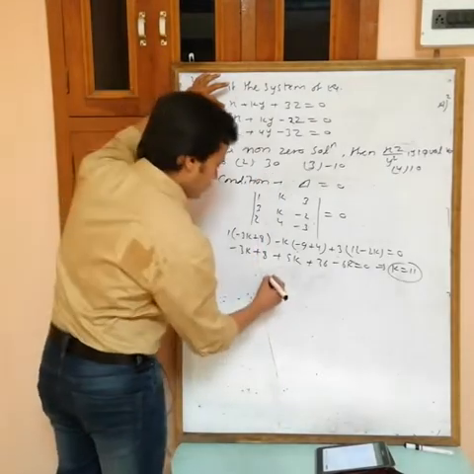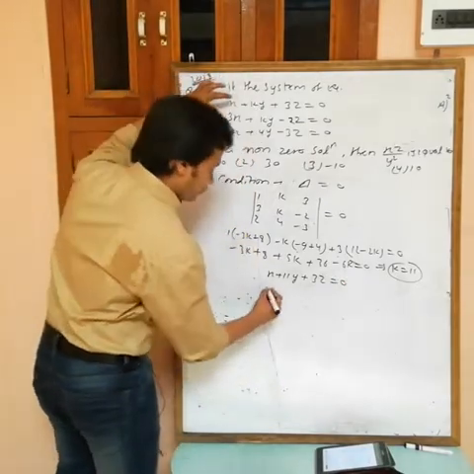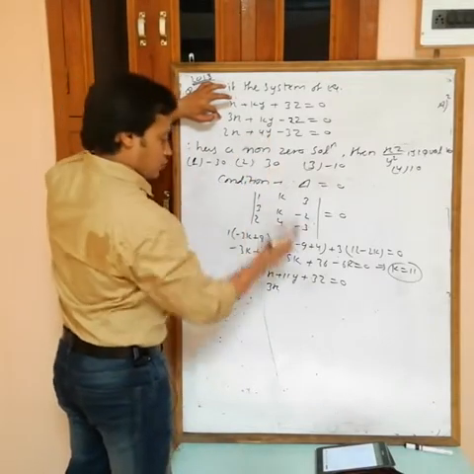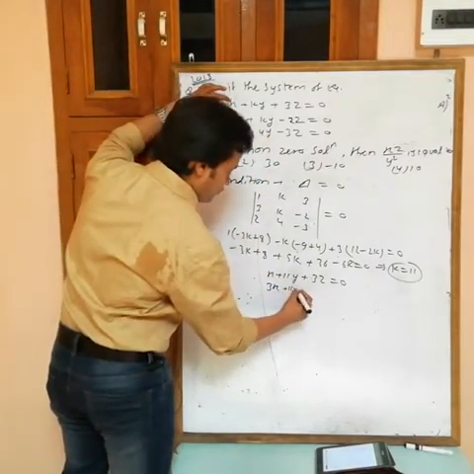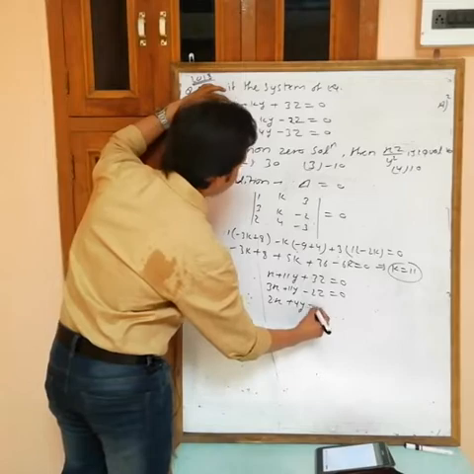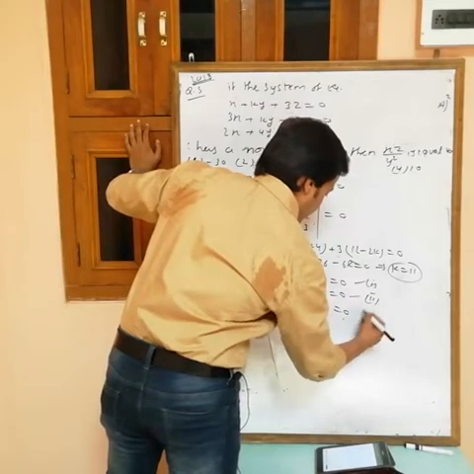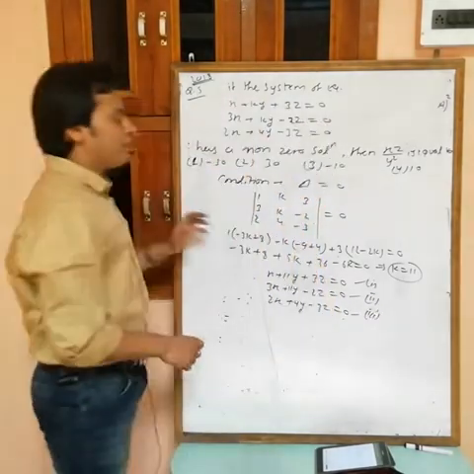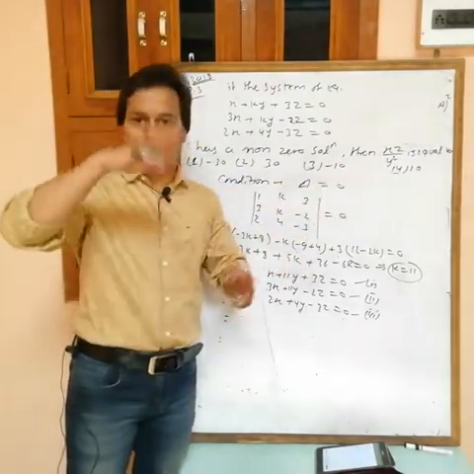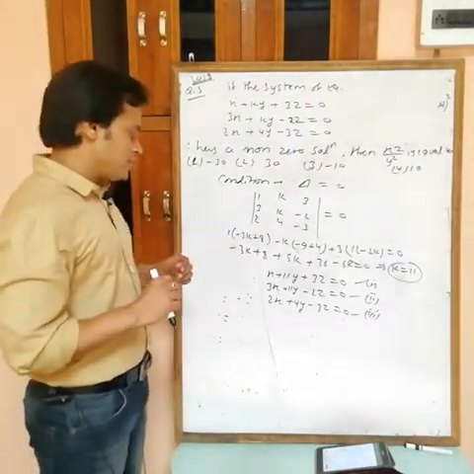If you put k equals 11, then we get x + 11y + 3z = 0, 3x + 11y - 2z = 0, and 2x + 4y - 3z = 0. This is the first, second and third. Now what do we want? We want the value of xz by y square. So just find the values of x and z both in terms of y, then y square will be cancelled out. So I want to find the values of x and z in terms of y.